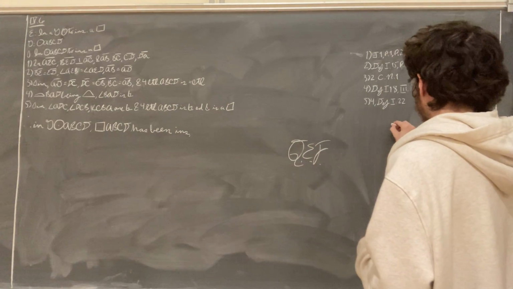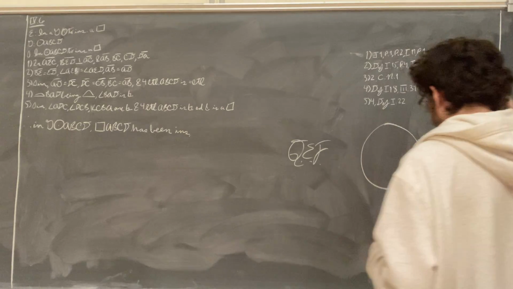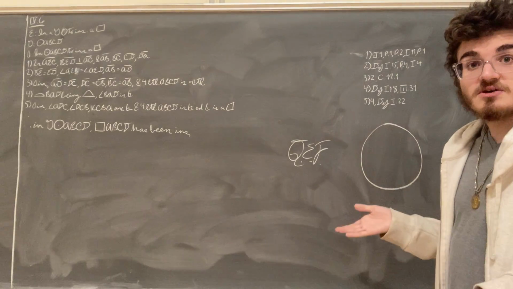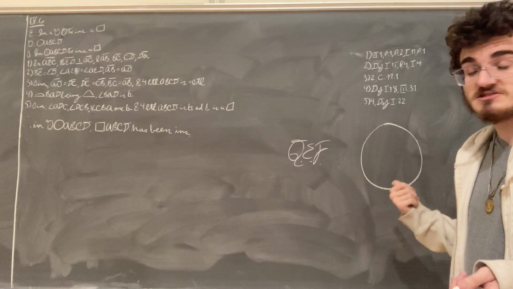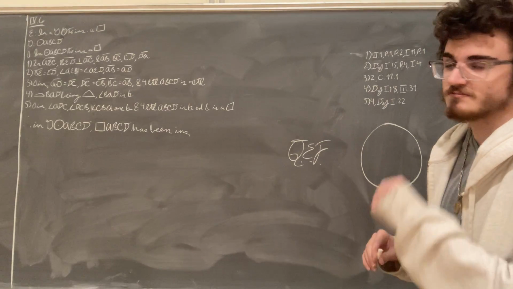We are given the circle ABCD. So we have some circle, ABCD. And given the circle, it is our task to inscribe a square in this circle, ABCD.